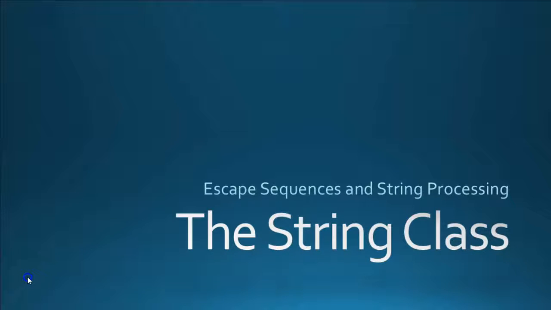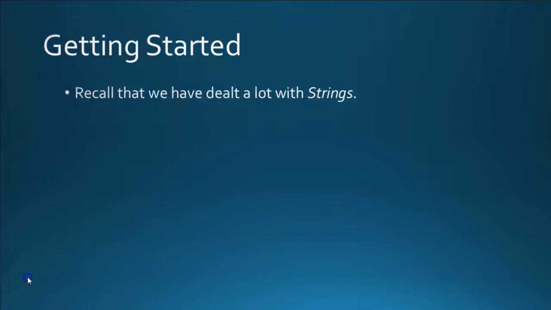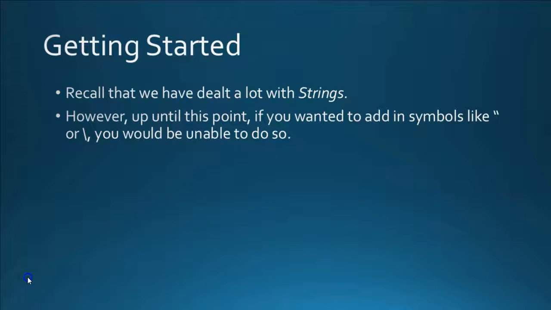Alright, we are continuing our discussion about strings, but today we need to talk about escape sequences and string processing. So let's get started on that. Remember, we've talked a lot about strings so far. We talked about creating strings, and we talked about using methods on strings. Up to this point, though, we may have encountered an issue if we wanted to add symbols like a quotation mark, or if we wanted to put a slash in.